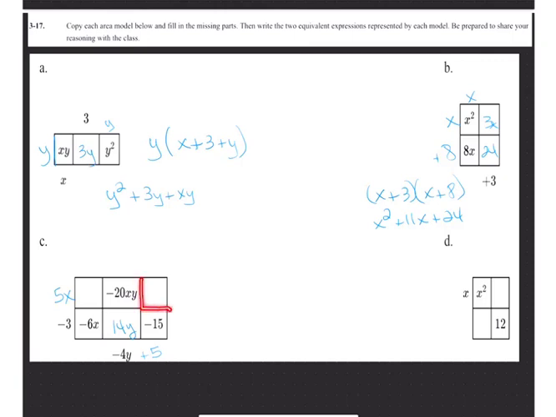Let's try this box, right? To figure out this box, I need to know this side times this side. Do I know this side? Yeah, that side's 5x. Do I know the base? Yep, the base is now 5. So I can multiply these two together and I get 25x.